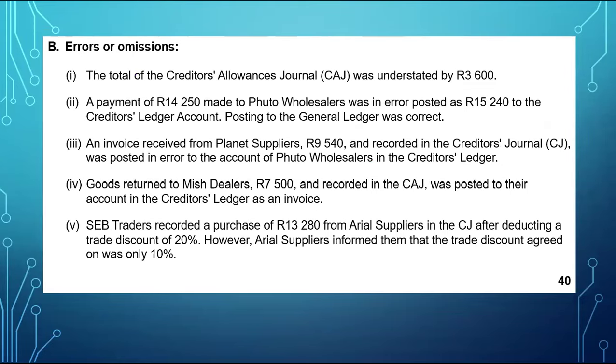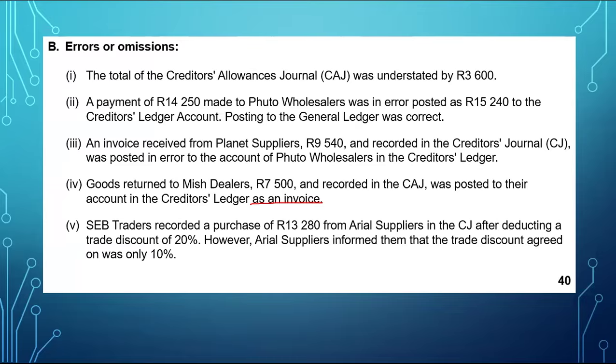Number 4, goods returned to mesh dealers. So it was recorded on the debit side of creditors control, and recorded in the CAJ, but was posted in the account in the creditor's ledger as an invoice. You see, this one is different. It does affect the total creditors list. So this was goods returned.